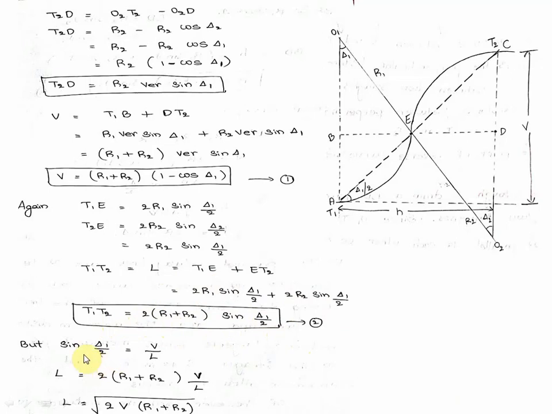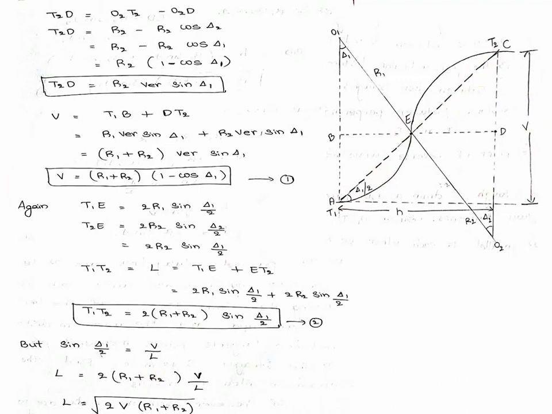But sin delta 1 by 2 can be written as V by L. V is this one, and L is this one, this hypotenuse.